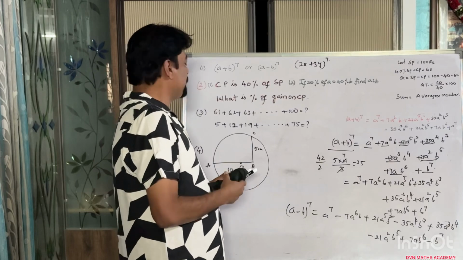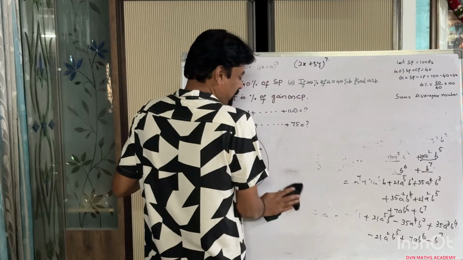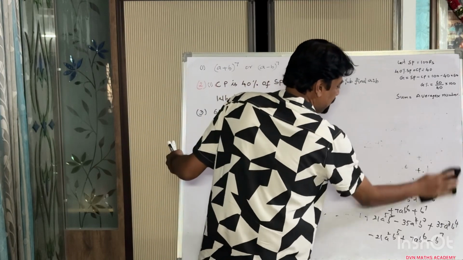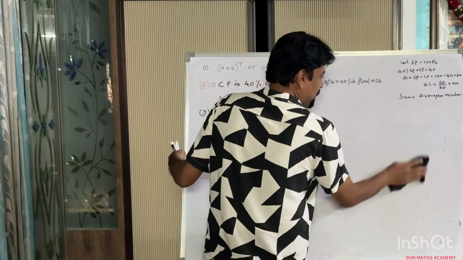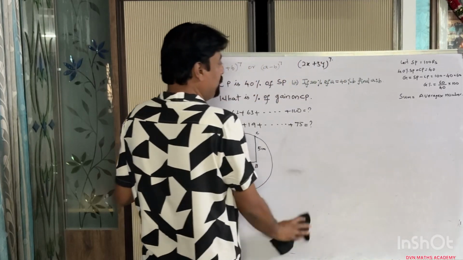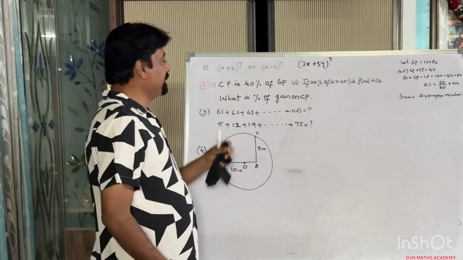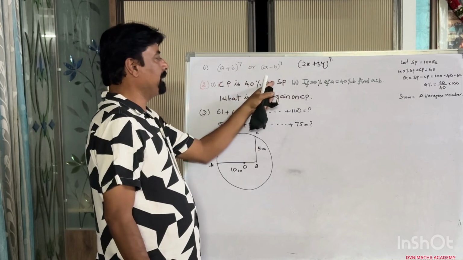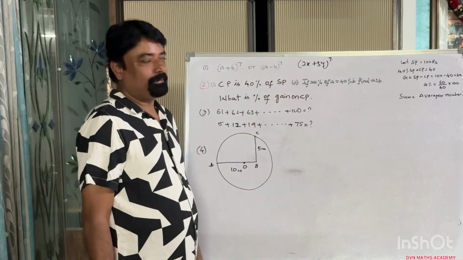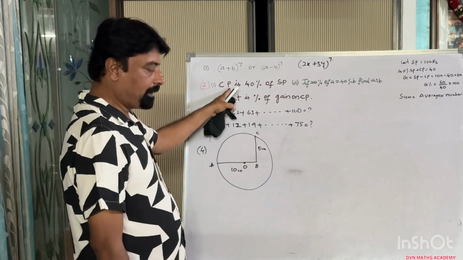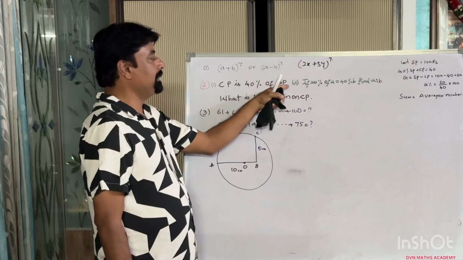Thank you. Next question. If I go for the second question, you see the second question is very important. In so many competition exams, these type of questions will be asked. That is, CP is 40% of SP. CP means cost price is 40% of SP. What is the percentage of gain on CP? So CP means cost price and SP means sale price. Here you see CP is 40% of SP.